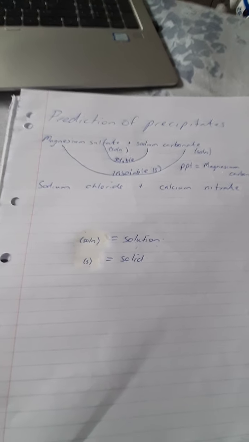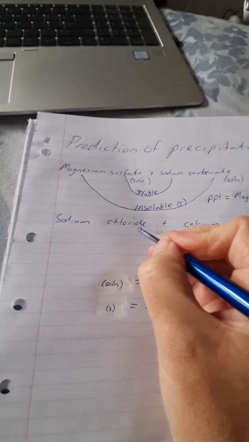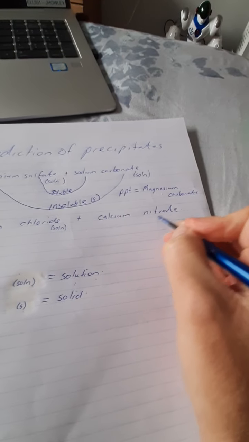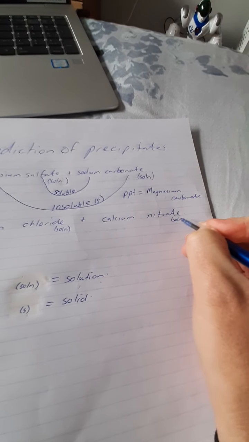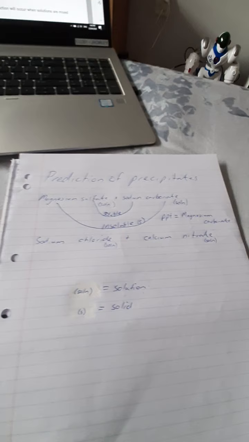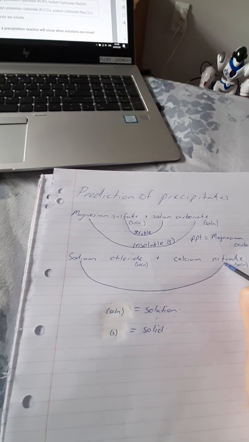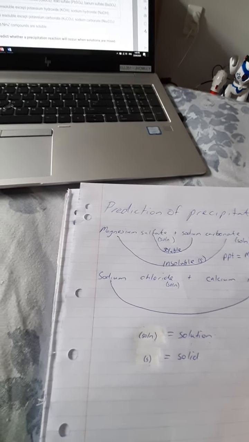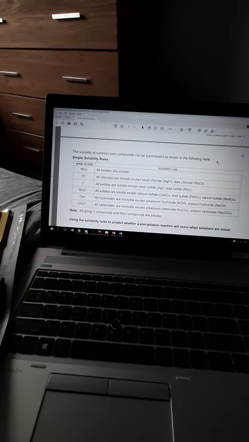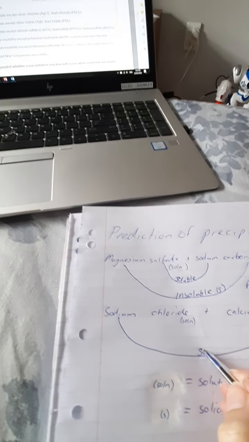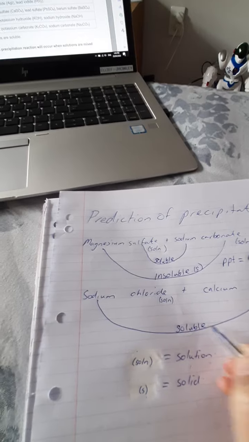Okay, let's check the next example. If we take sodium chloride solution, that's soluble, and calcium nitrate solution, that's soluble, are there any other combinations which are insoluble? So let's check. We have our sodium nitrate, and there it says all nitrates are soluble. So that soluble will not form a solid.